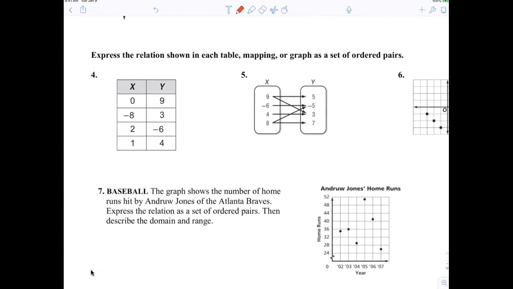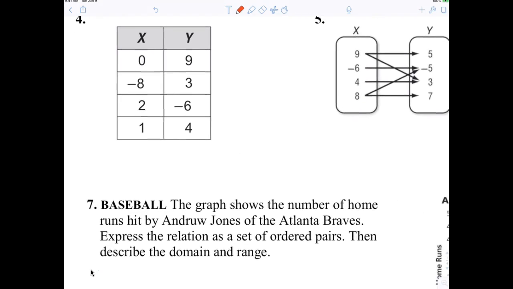Express the relation shown in each table, mapping or graph as a set of ordered pairs. All right, so number 4. Who wants to tell me the ordered pairs on number 4? Diesel? Is it all 9? Yes? 3, 3, 2, 9, 6, and 1, 4. Yeah, this is what I didn't understand. I really didn't know why, I just expected that to be kind of easy. There's just different forms, right?